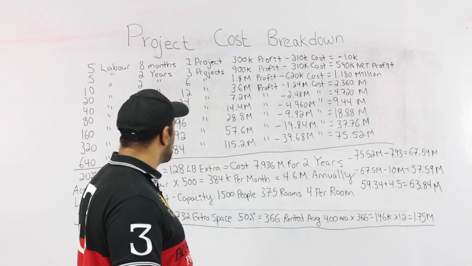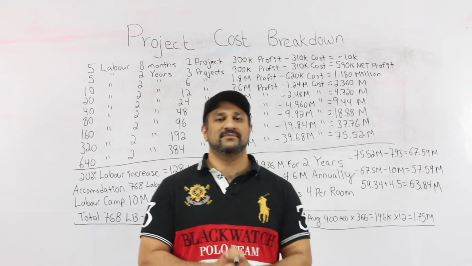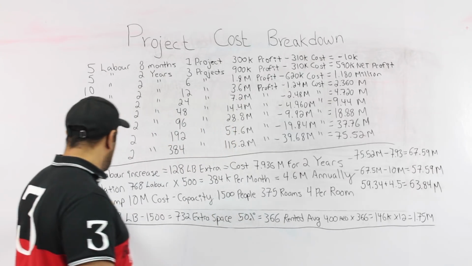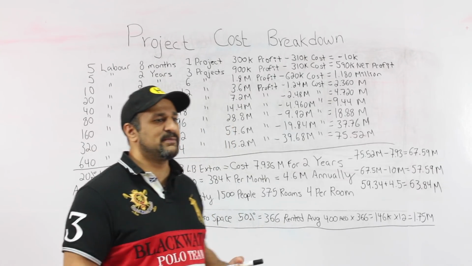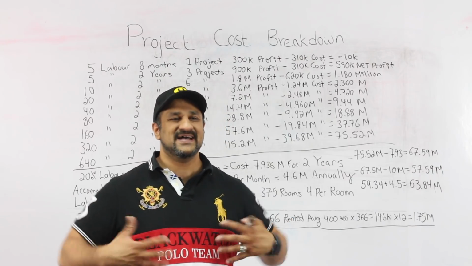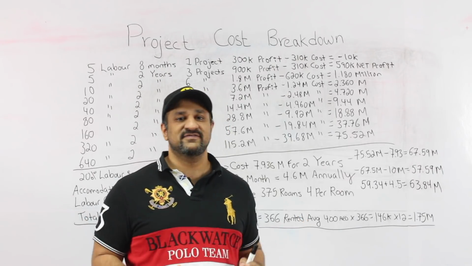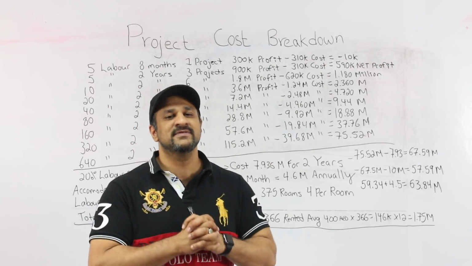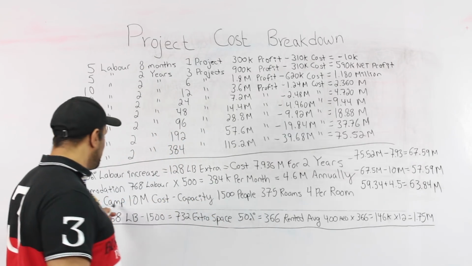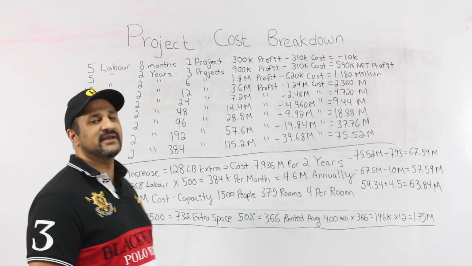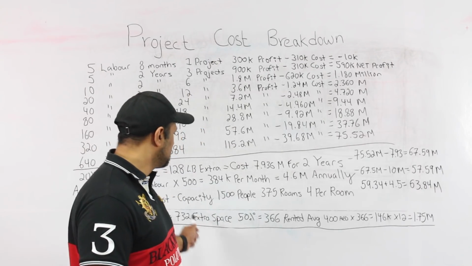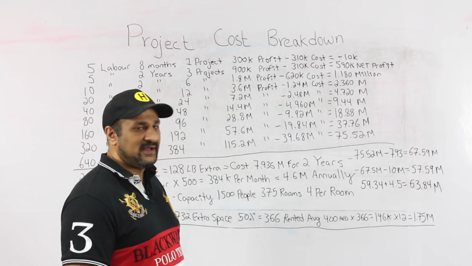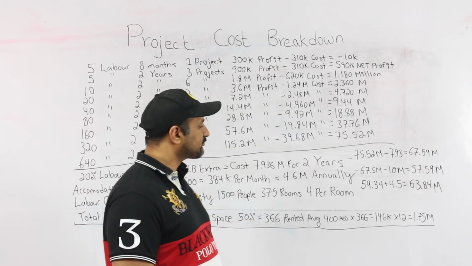Okay? Now what we're going to do is in year 1, we're going to make a 10 million dirham investment. This investment is in a labor camp. This labor camp is our asset. It's a company asset. And this is a massive investment, but I'm going to show you how it saves us an enormous amount of money. So this labor camp, the cost will be 10 million. The capacity will be 1,500 people. 375 rooms at 4 laborers per room.